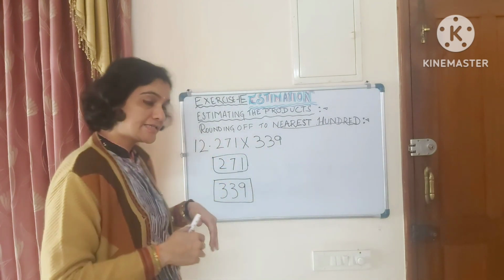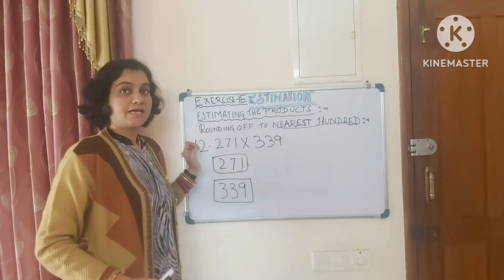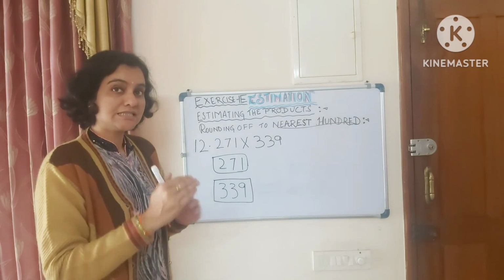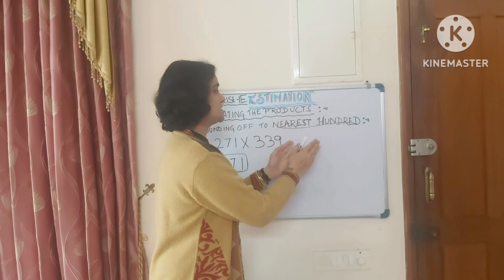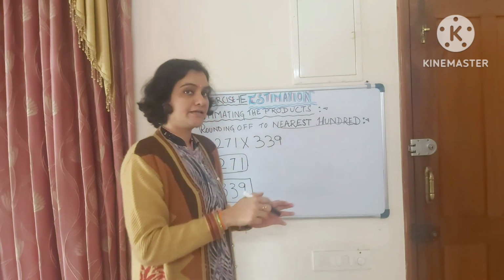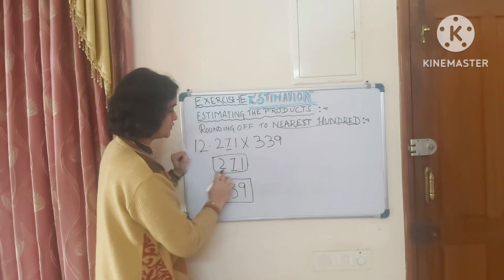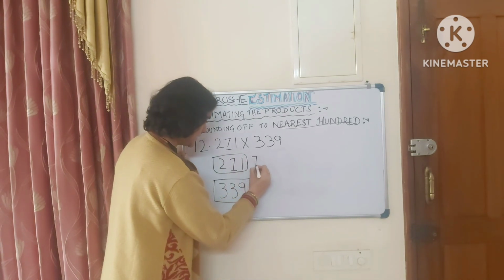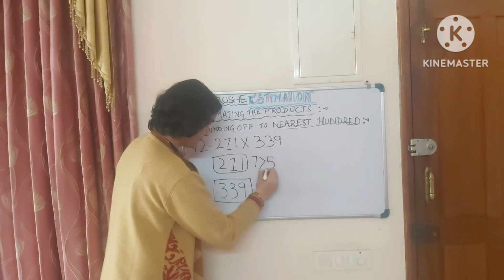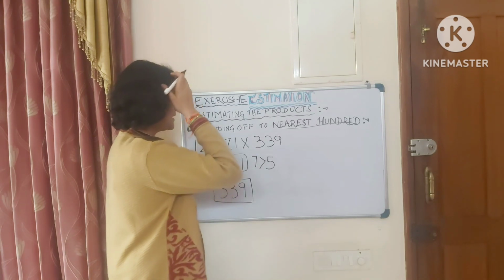When the question says nearest 10, I need to look at the ones place digit, and then think if that number is less than 5 or greater than 5. So look carefully at what the question is asking. It is asking nearest 100 here. That means I need to look at the tens place. The first term is 271 in the multiplication. So I see that 7 is greater than 5, right? In 271, the 7 in the tens place is greater than 5.